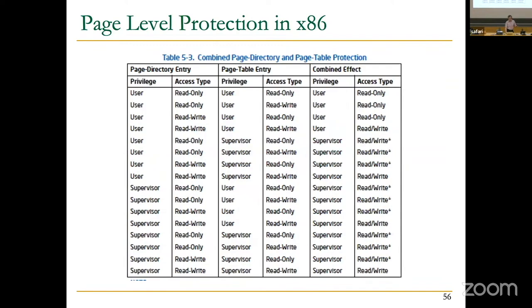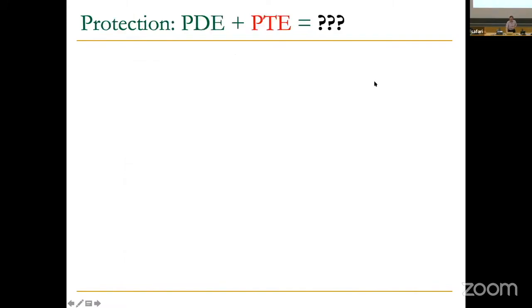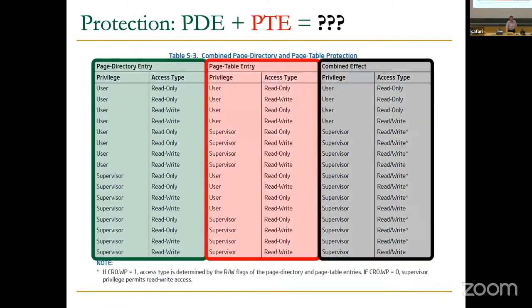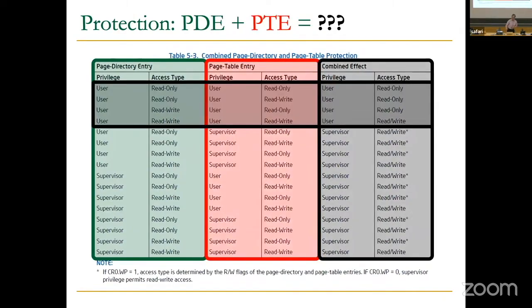And this is basically the specification of the ISA. Now you can see how messy this gets a little bit, right? Basically, depending on what you have in the page directory entry and page table entry, there's a combined effect of whether or not you can access. And we can look at that over here. Again, I don't have time to go over this, but basically this is what the ISA specifies.